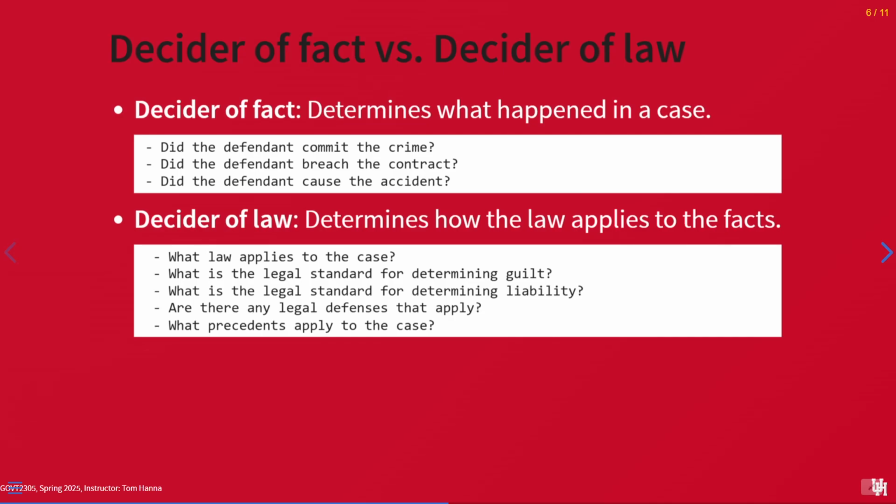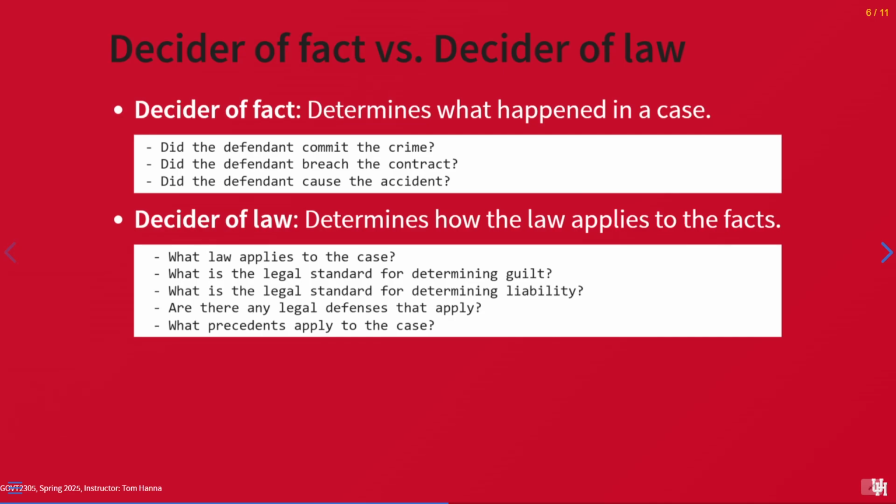Did they do this for each element of the crime? Did the defendant breach the contract? If it's a civil case where a contract has been broken, the jury or judge decides, as the decider of fact, did this happen? Did they break the contract? If it's a personal injury claim for some kind of an accident.